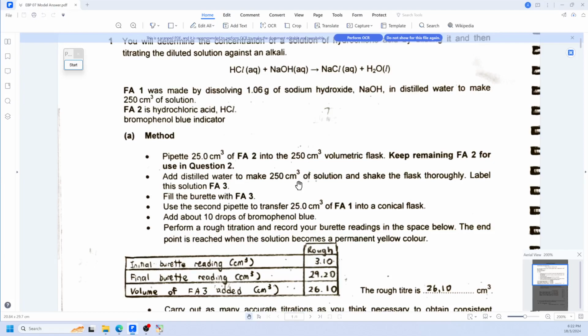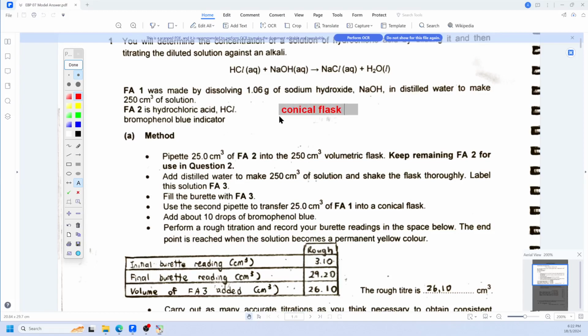Fa3, hold on now. Okay, Fa1 is inside the conical flask, so the sodium hydroxide is in the conical flask. So you must ask yourself which one is inside the conical flask. The conical flask is now Fa1, which is the base. Then for the burette, you actually have your Fa3, which is diluted from Fa2.